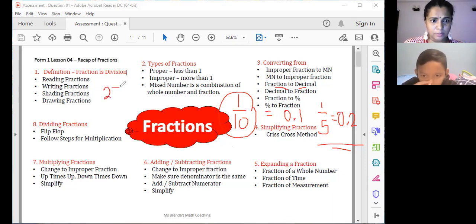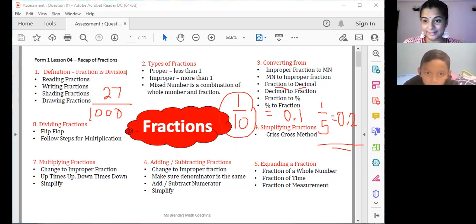Okay, next question. How about 27 over 1000? What is the decimal form of this number? 0.027. Very good. Yes, 0.027. How about the rest? Why so quiet? Quickly, put in your answers. The answers have to come in quickly, like that. Okay, good. All right, with that, clear?